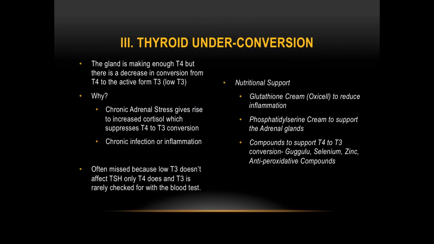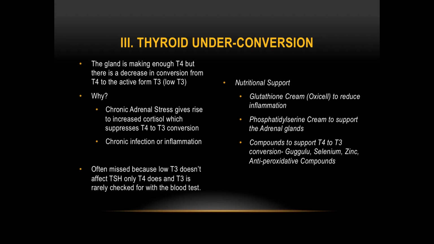The third pattern is thyroid underconversion. This is when there is low T3 and there's difficulty in the conversion from T4 to the active T3. So this is a common pattern associated with chronic stress and excess production of the adrenal hormone cortisol. Here the body makes plenty of T4, but too much cortisol prevents the body from being able to convert enough T4 to T3, the form of the thyroid hormone the body can use. An elevated cortisol level suppresses the conversion of T4 to the usable form of T3.